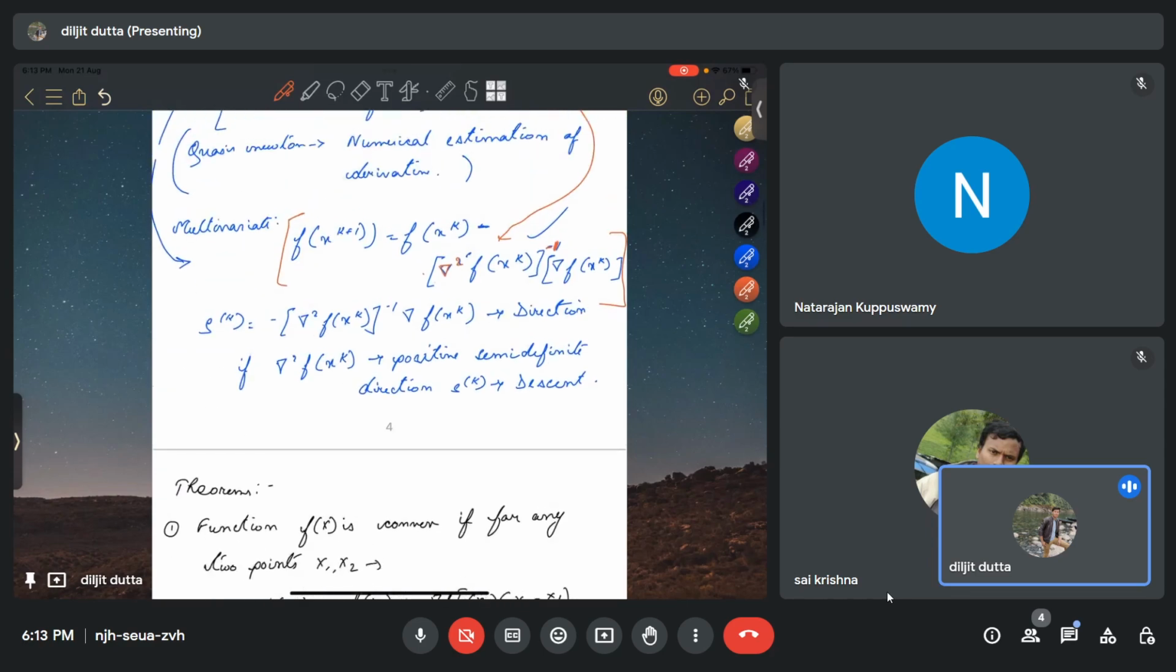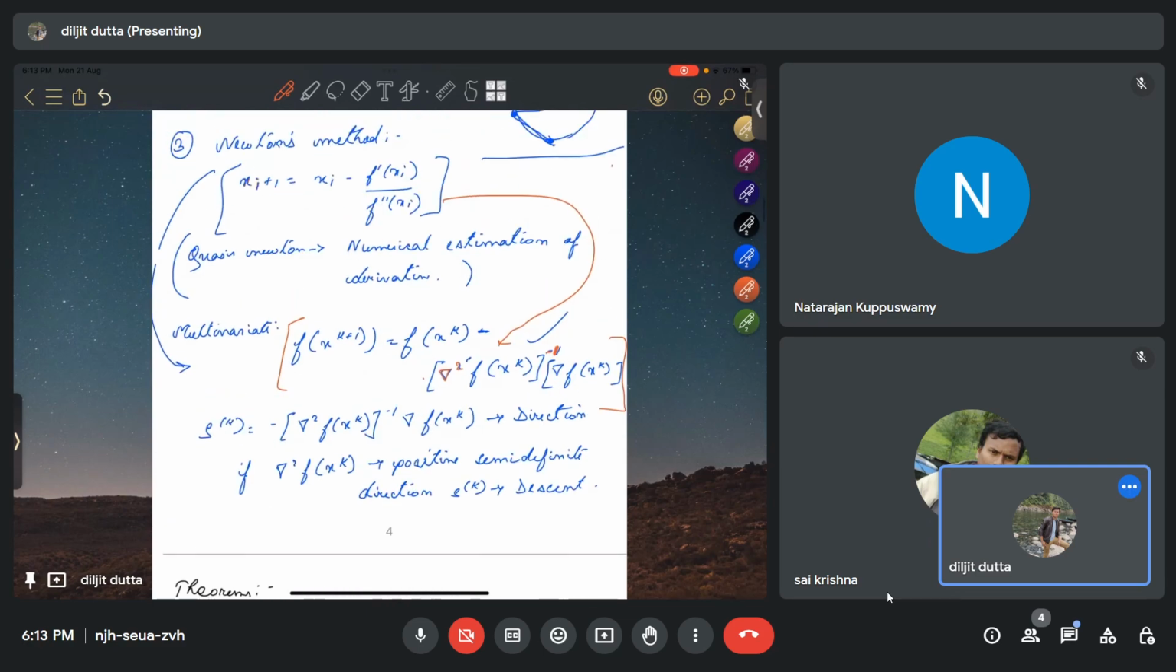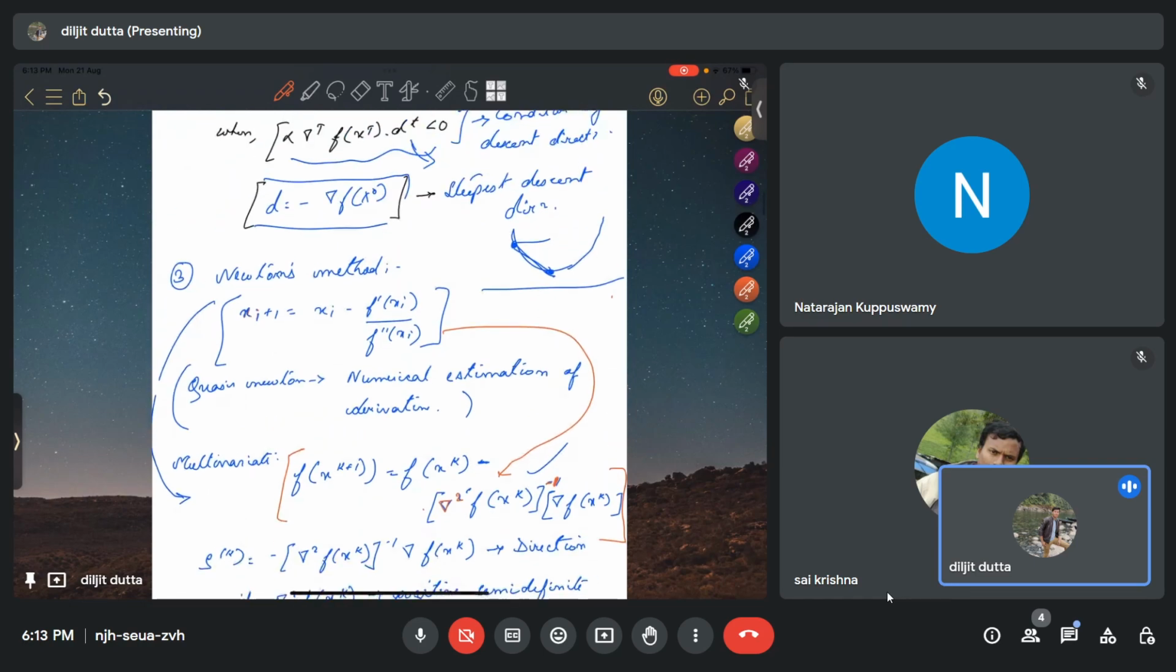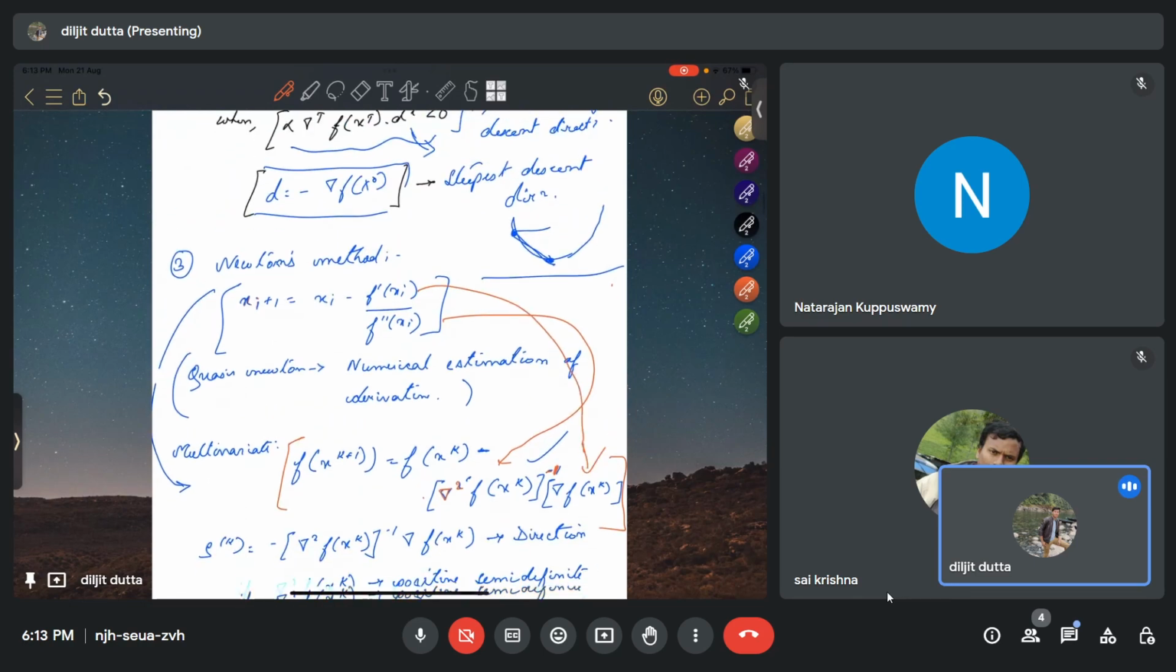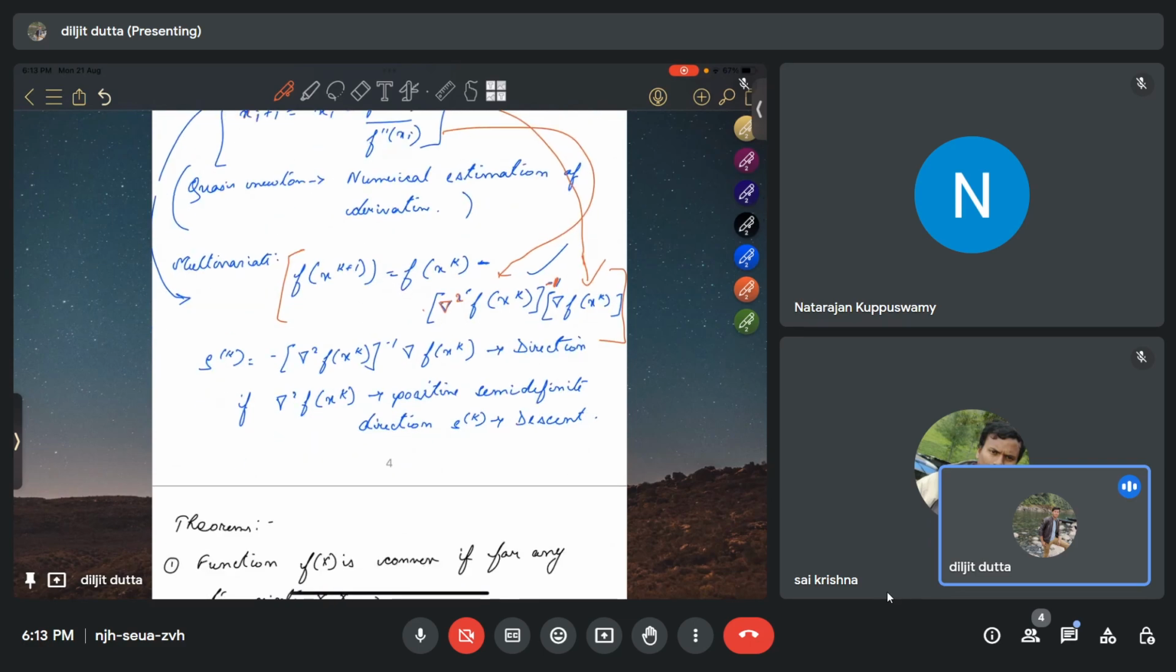So when you're using Newton's method, we have to take the inverse of the Hessian matrix, del square f of xk whole inverse, and multiply it by del of f of xk. This del of f of xk comes from the numerator; it is the gradient of the function, multiplied by the inverse of the Hessian matrix. In Newton's method, the direction is given by minus of del square f of xk whole inverse into del of f of xk. If this Hessian matrix is positive semi-definite, then the direction sk is called the steepest descent direction in the case of Newton's method.